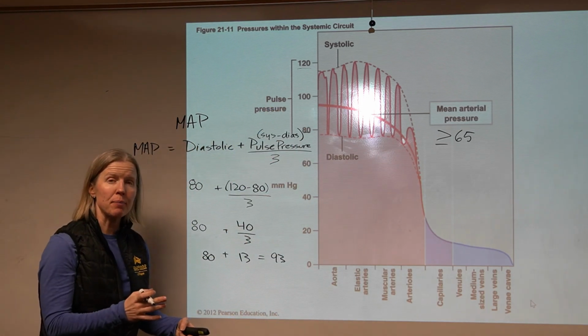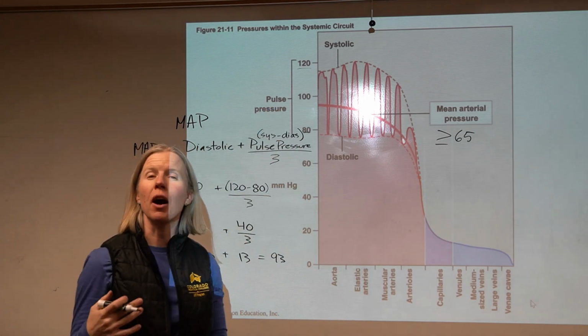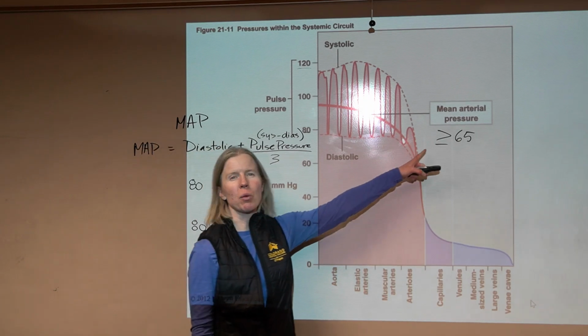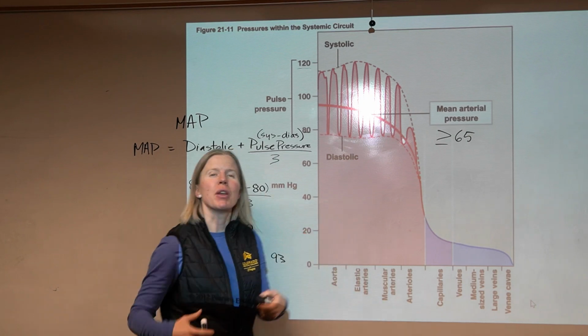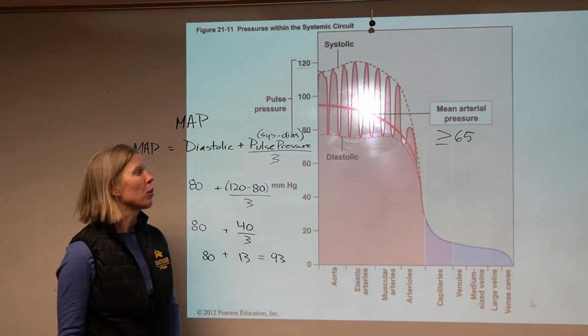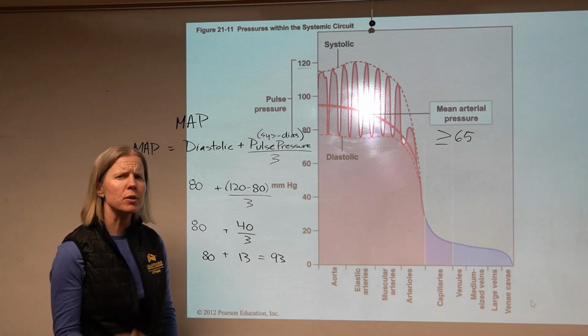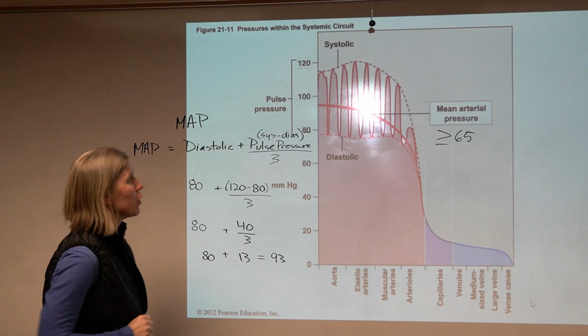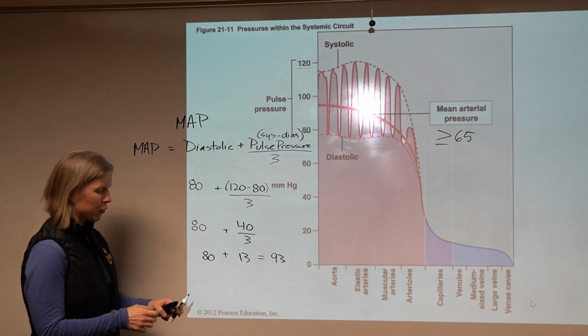So 93. We can try a couple more of these. You might even imagine, okay, what if someone had really low blood pressure, right? What would that blood pressure look like in order to be less than 65, right? Where we're in shock and we're not getting perfusion of our organs. So this is an important measurement that I guarantee you will see again in your healthcare related career.